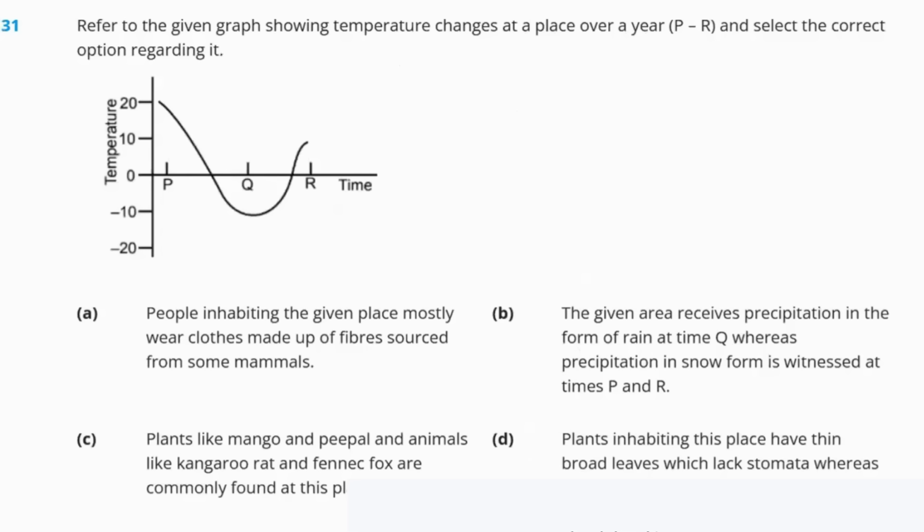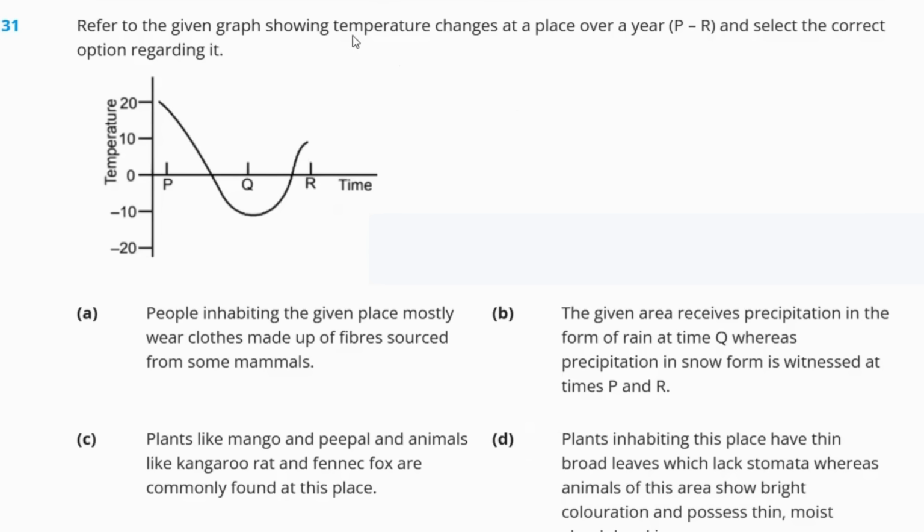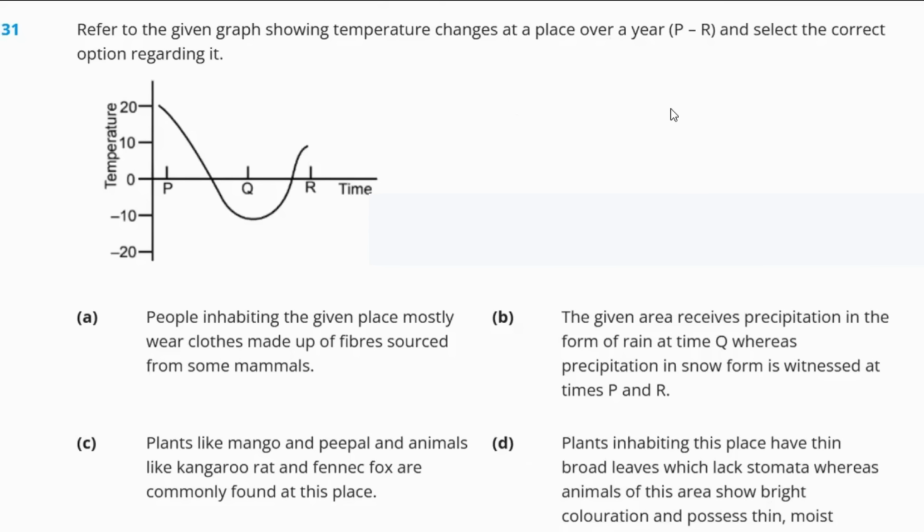Coming to question number 31. So everybody, 31 to 35, there would be 5 questions from the achiever section carrying 2 marks each. So in this graph, refer to the given graph showing temperature changes at a place over a year PQR and select the correct option regarding it.